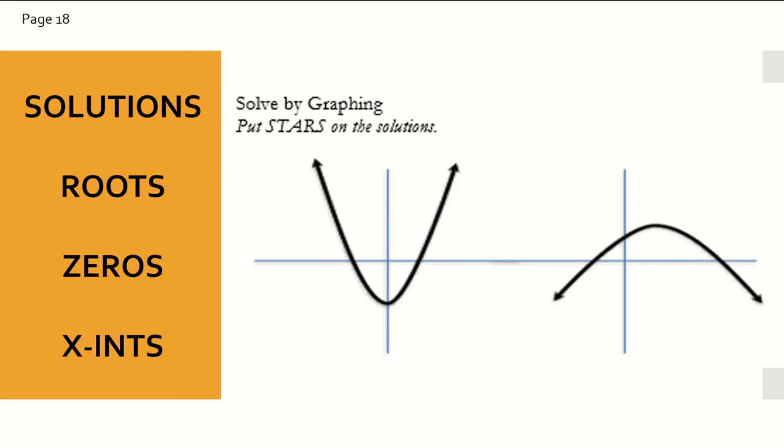Algebra 1 EOC STAAR Review on page 18, solving quadratics. The first method of solving we're going to look at is solving by graphing. Here we have two parabolas. We can simply put stars where the solutions are. We know the solutions are found where the parabola crosses the x-axis.